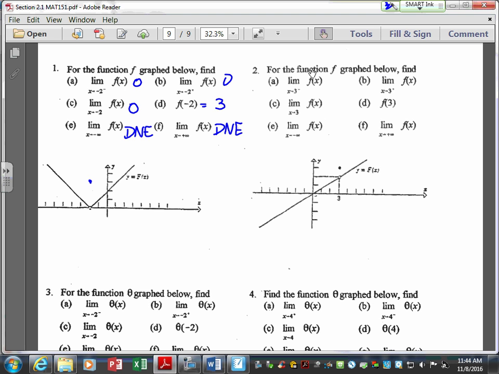Alright, let's look over here at number 2. We approach the limit of f of x as x approaches 3 from the left. From the left, what do we get? It looks like 2. What about coming from the right side? 2. So what about just as it approaches 3 in general? 2. What about f evaluated at 3? 3. Good. What about going towards negative infinity? Does not exist. Positive infinity? Does not exist. Good.